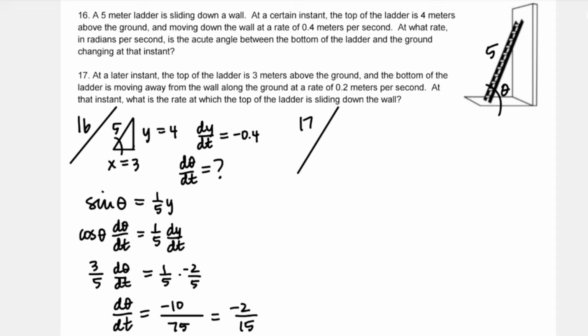at a later instant, the top of the ladder is 3 meters above the ground, so it's more like this. Oh, whoops. Yeah, I would like to write y equals 3, x equals 4, because those are both subject to change, and the length of the ladder is still 5. And, okay. The bottom of the ladder is moving away from the wall along the ground at a rate of 2 meters per second. So dx dt is 0.2. At that instant, what is the rate at which the top of the ladder is sliding down the wall?